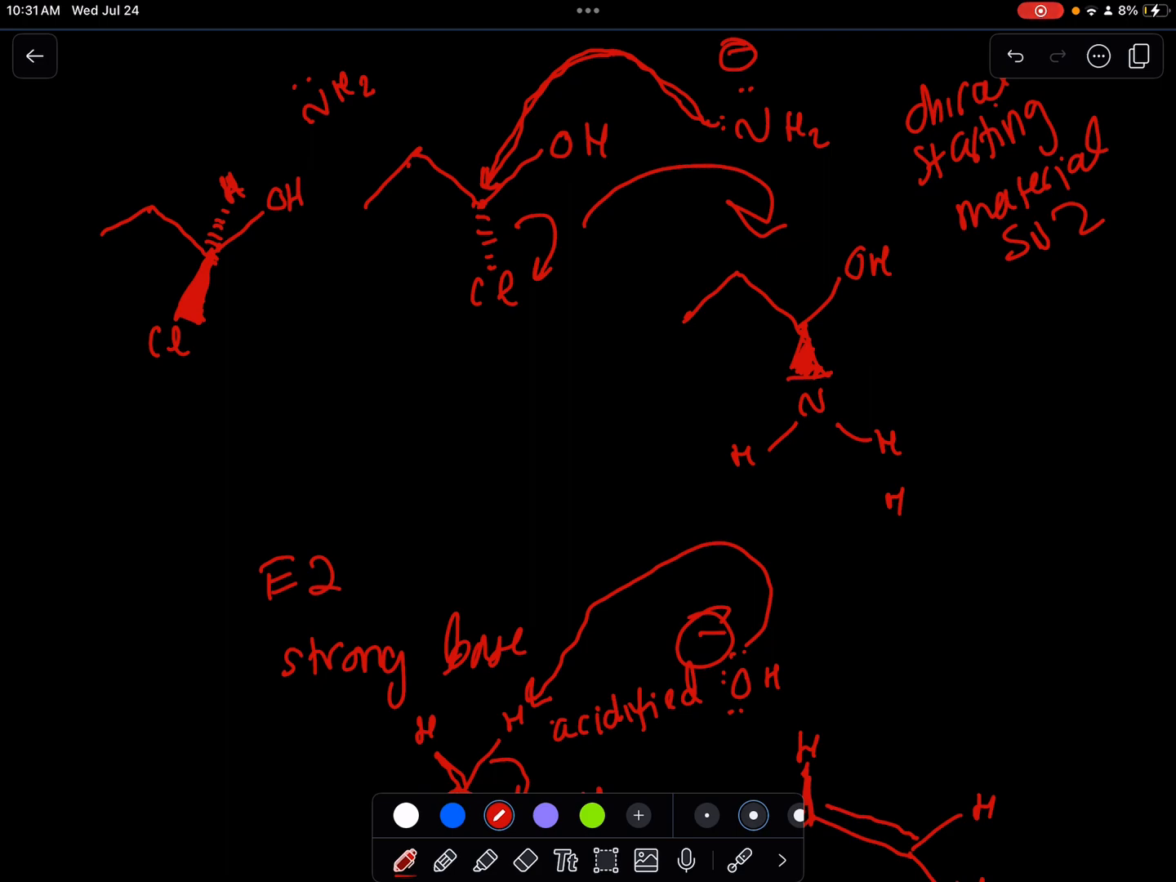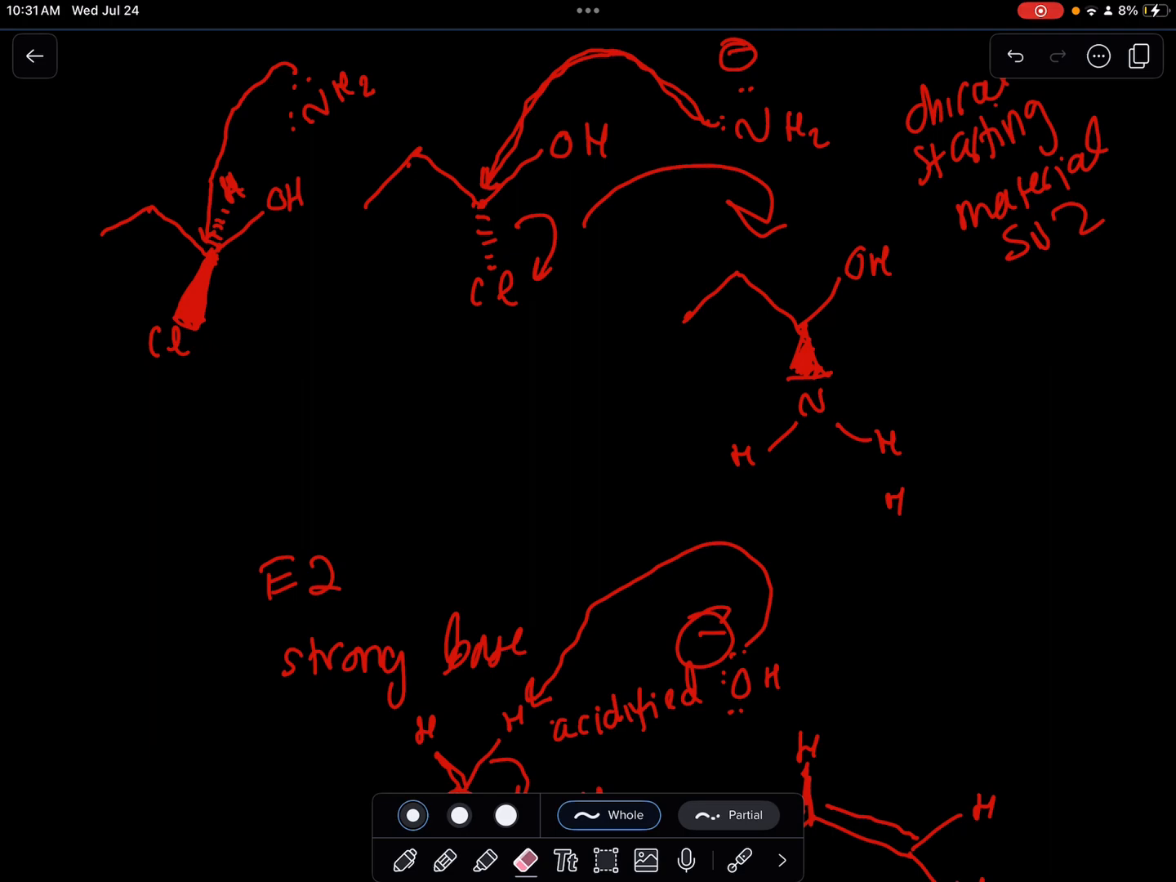So the NH2 in the SN2 mechanism attacks from the back, which means it makes a bond on the opposite side to which the leaving group is on. That's what we mean when we say backside attack. So it's coming from the dash side, not the wedge side. It doesn't do this, like that. That doesn't happen. It's coming from the back.